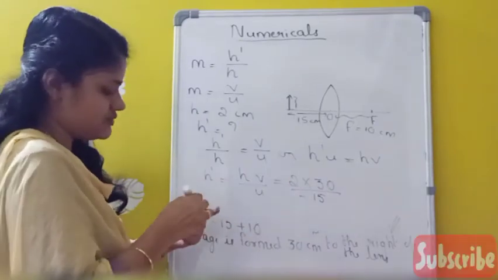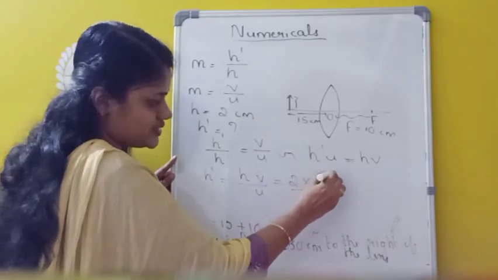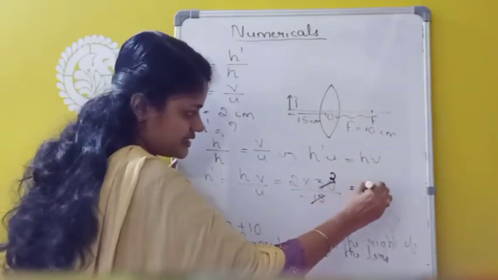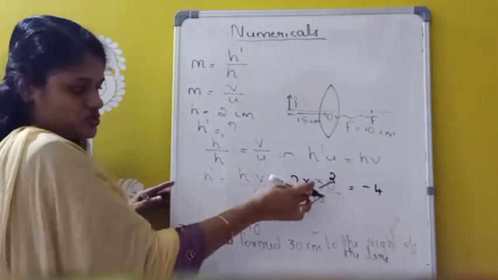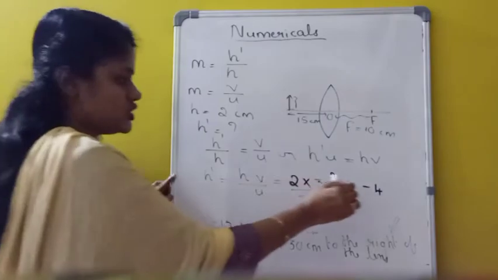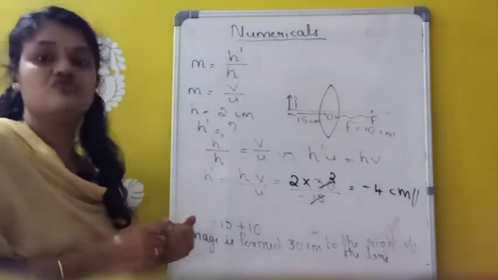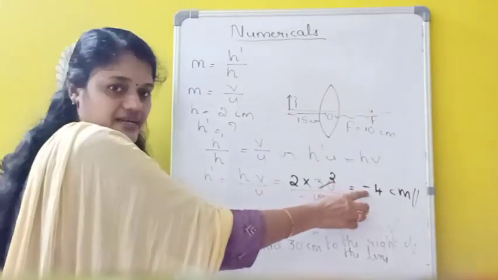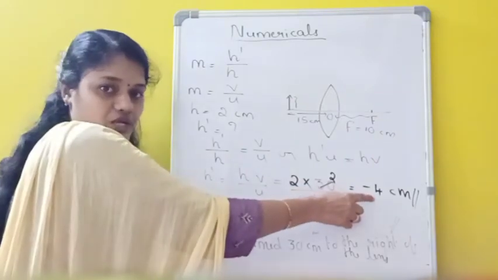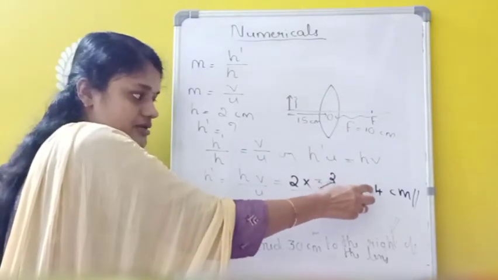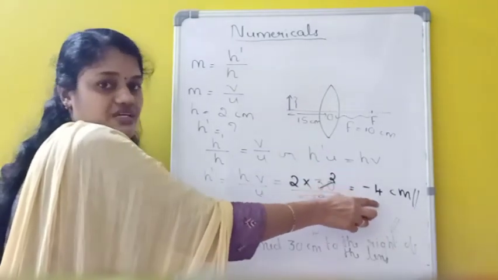So when we are cancelling, what will you get now? This 15 and 30 will cancel, and you will get 2 here. Minus is here, that means minus 4. 2 into 2 divided by minus 1, that means the answer is minus 4 centimeter. That means the size of the image is 4 centimeter. And why are we getting minus here? Because it is an inverted image. It is not showing a value less than one. This minus shows only that the image is inverted. So whenever we are getting an inverted image, h dash is always minus.